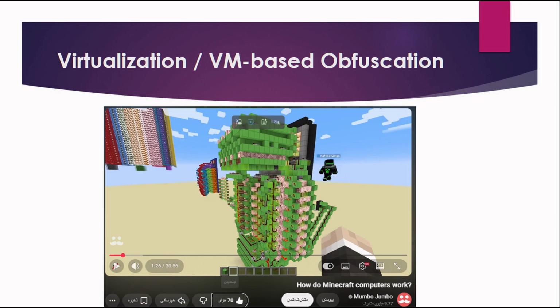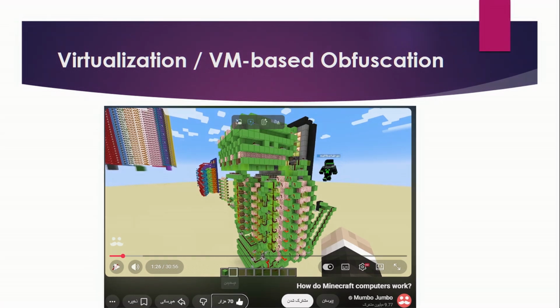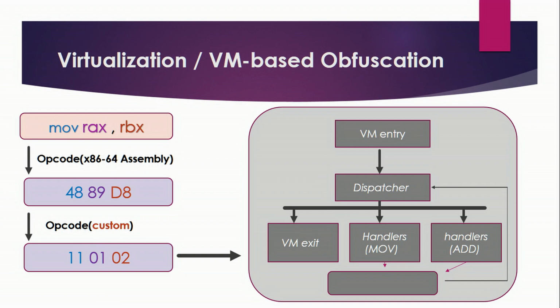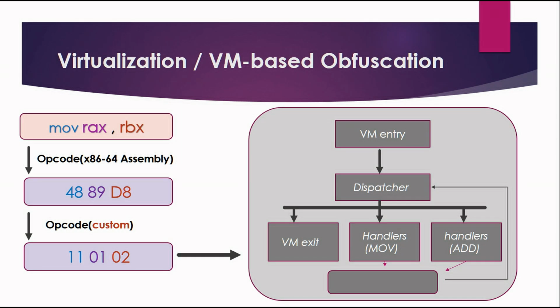Think of it like those crazy redstone computers people build in Minecraft. Imagine trying to reverse engineer one of those into actual code. Yeah, good luck with that. And as you can see in this diagram, this is a typical VM structure. Though honestly, everyone implements it differently. Some VMs do not even have a dispatcher. It is all about creativity.